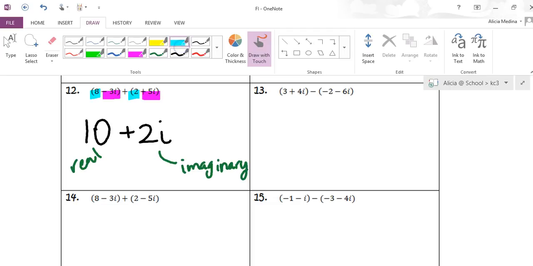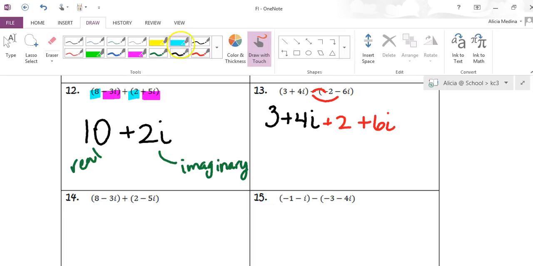Very original, I know. Next example, I have a 3 plus 4i minus a -2 minus 6i. So I see that subtraction sign. The first binomial does not change. Remember, binomial just means it has two terms. Whatever comes after does. Negative times a negative is a +2. Negative times a negative is a +6i.